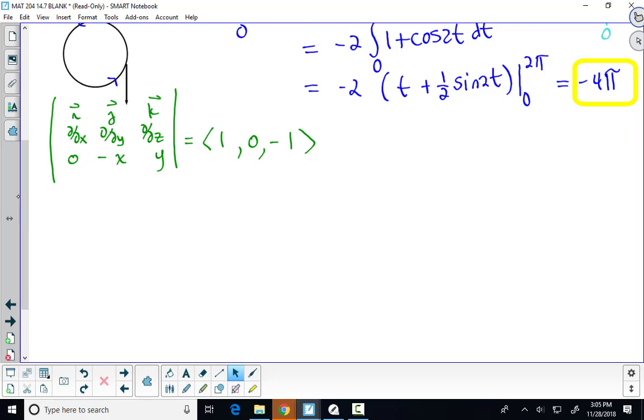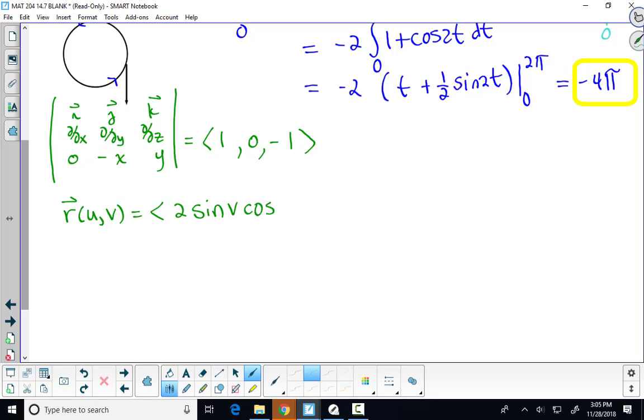Okay, so now the parameterization of this sphere. What's the radius of this sphere? 2. So the parameterization of our sphere, here we go. And 2, that's the rho. Sine phi, and what are we going to let be phi? Just copy paste from the other problem.